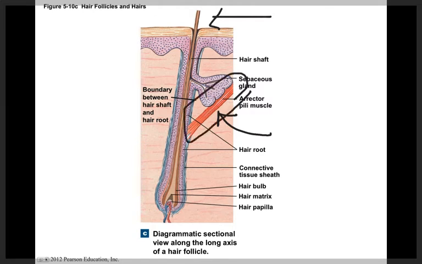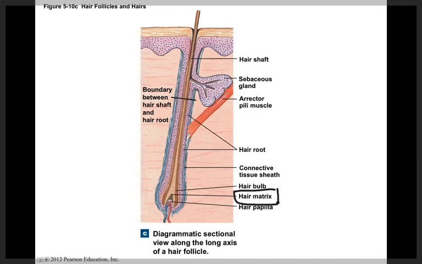When it contracts, the hair stands up on end and you get goosebumps. In the hair matrix, this is where the hair production begins. The basal cells near the center of the matrix divide, producing daughter cells that push towards the surface. Keratinization takes place and is complete by the time the daughter cells reach the surface.